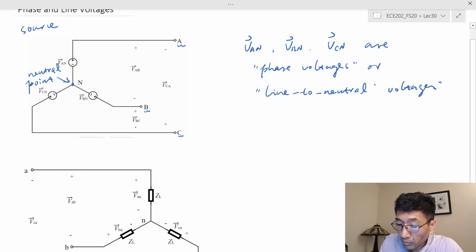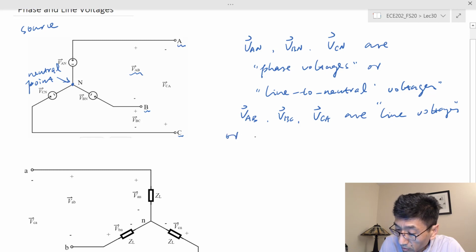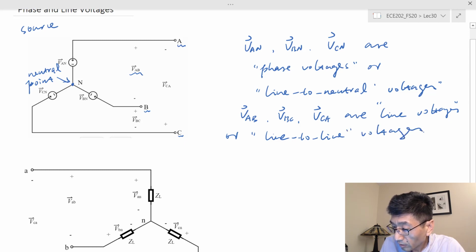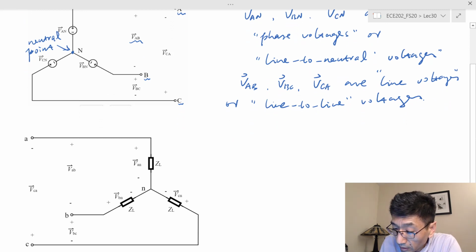And also the voltages VAB, VBC, and VCA between the lines, we call the line voltages. So VAB, VBC, and VCA are the line voltages, or we call the line-to-line voltages. Okay, and apparently the line-to-line voltages and the phase voltages are related based on the KVL, right?